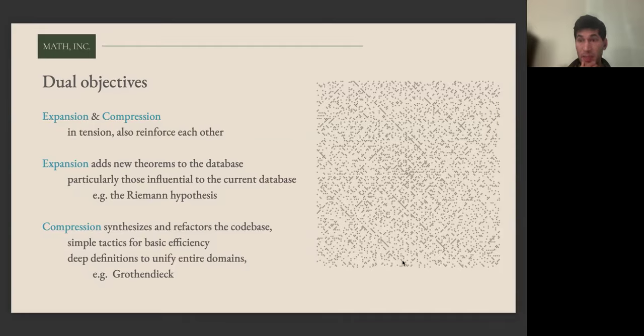By expansion, I really mean adding new theorems and lemmas to the database to expand the graph. One could be interested in arbitrary statements, but oftentimes one is motivated by influential or important statements. And that importance or influence can be thought of as a graph property: those statements that have edges connecting to other results in the database.